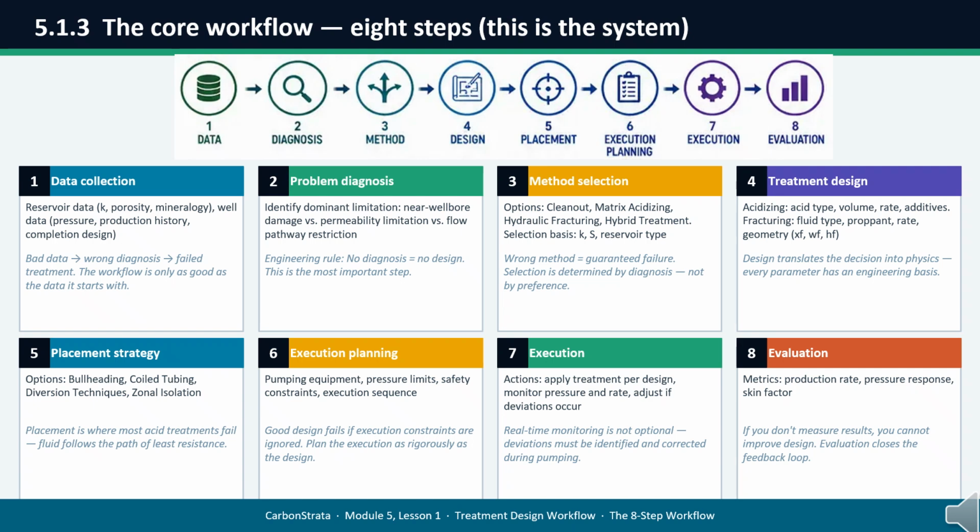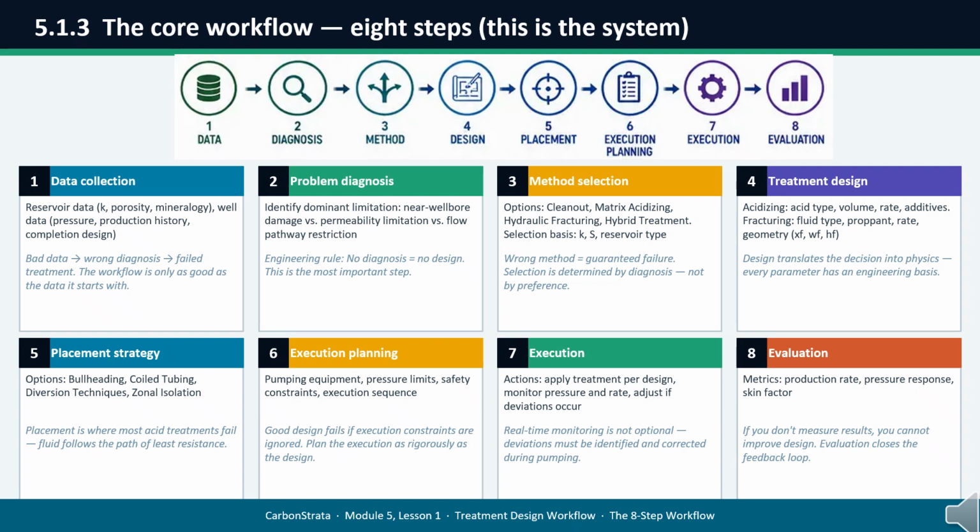8 steps. But do not read them as a list. Read them as a chain. Start with the first 3. Data, diagnosis, method. This defines the problem and the solution. If one of these is wrong, everything that follows is wrong.